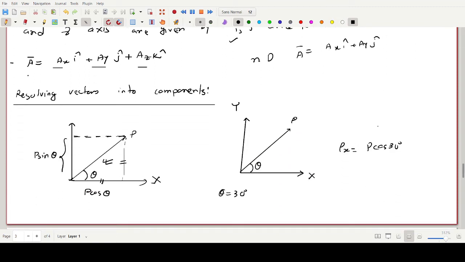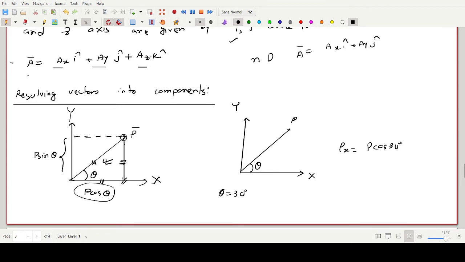Okay, so now we will learn one of the important concepts which you need to practice for exams, that is resolving vectors into components. Let's start with a 2D vector. Let's say we have a vector in the xy plane and p is the vector. If you draw a perpendicular from this point on the x-axis, and the angle between p and x is theta, then this is the perpendicular, this is the base, and this is the hypotenuse.